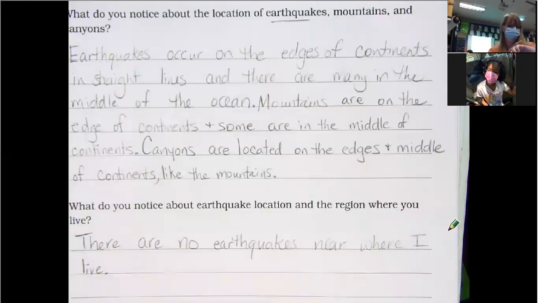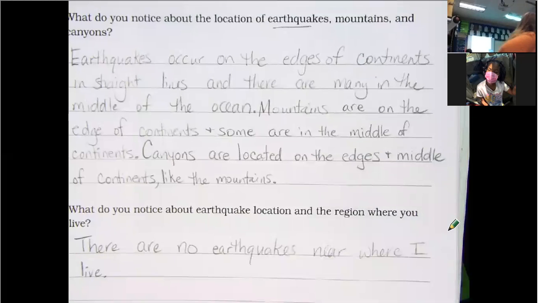Mountains are on the edge of continents, and some are in the middle. Yes. Okay. We ready to turn to the next page? Come on, guys. It does not take long to write there. No earthquakes. You need to write faster because we have a lot to go. Come on. Get it done.